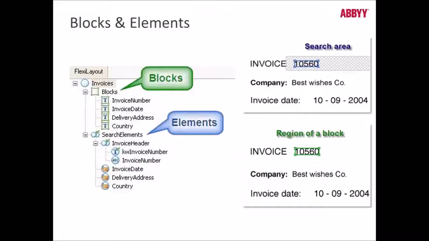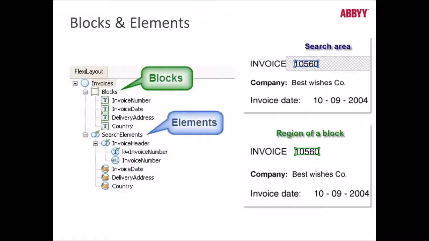Each block stores information about the type of data in the corresponding region of the document and about the region itself. A region can be defined by stating its coordinates or by reference to the region of an element. To sum up, the main purpose of creating a FlexiLayout is to define the regions with the data.